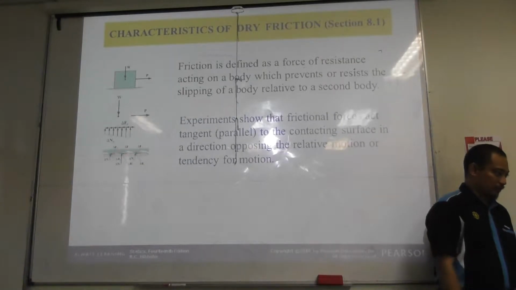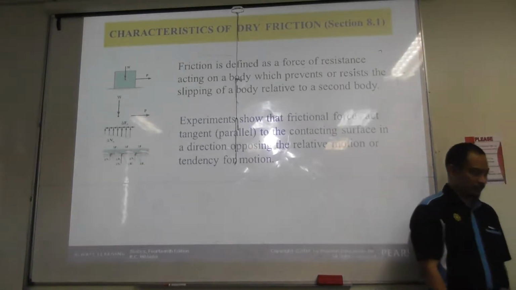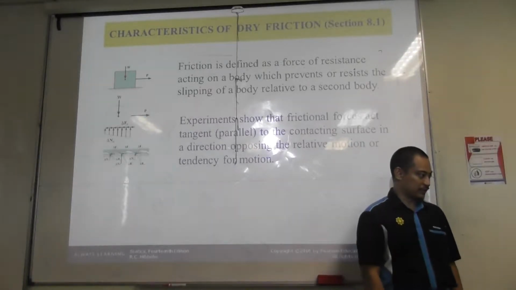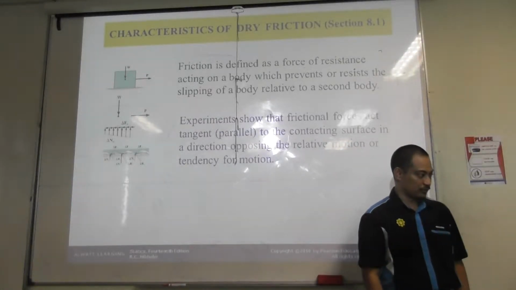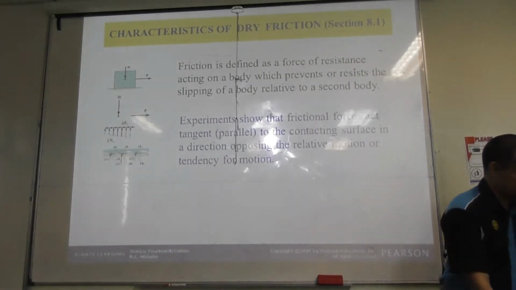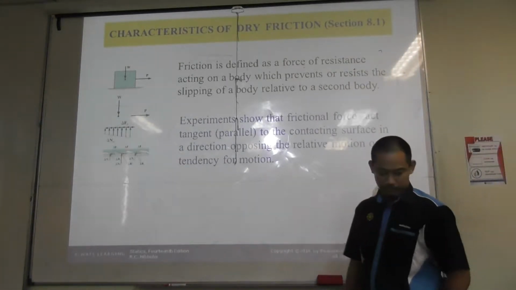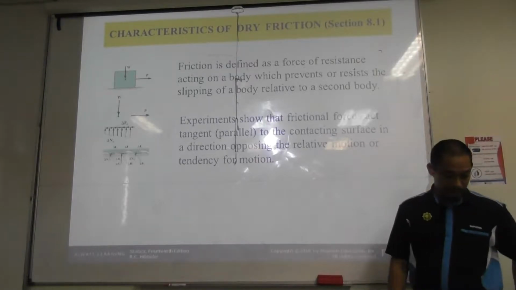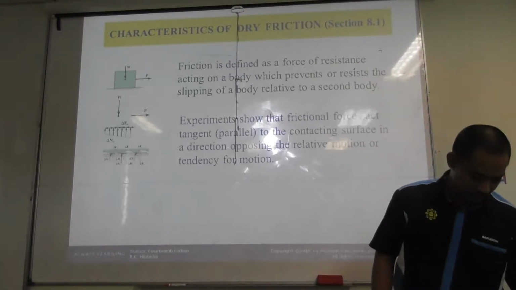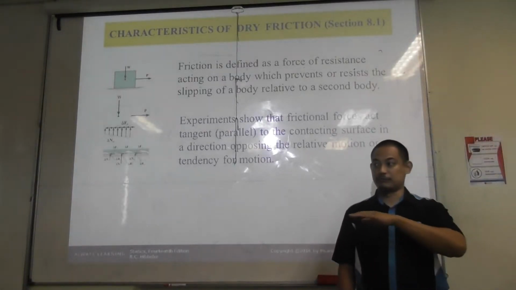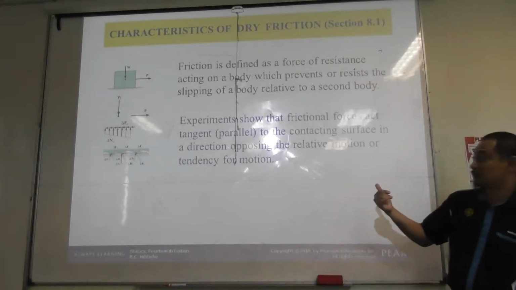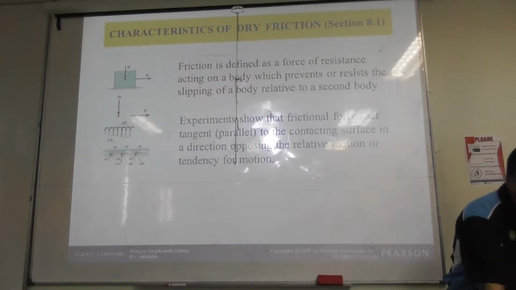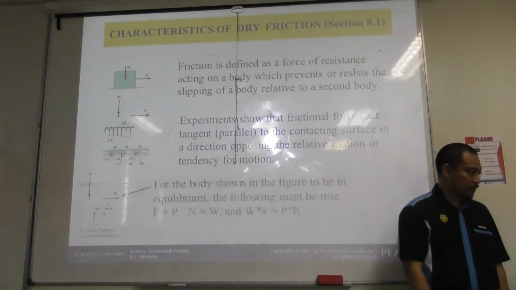Right, so experiments have shown that frictional force acts tangent or parallel to the contacting surface in a direction opposing the relative motion or tendency for motion. So if on this table we have something moving, the friction will be along the surface of the table. Basically, that is the implication there. It's along the surface between the bodies.